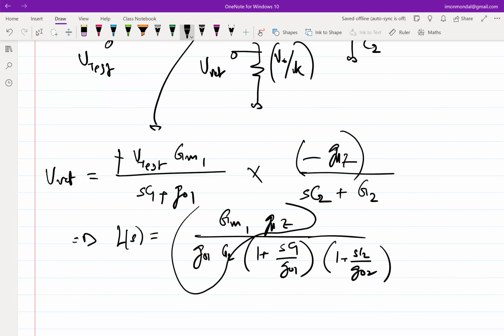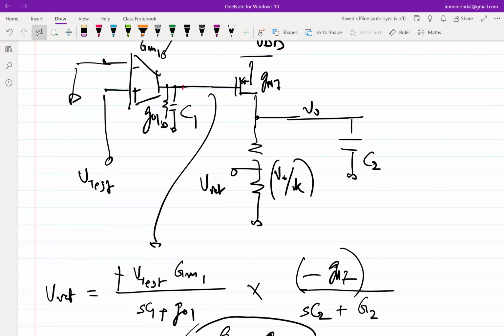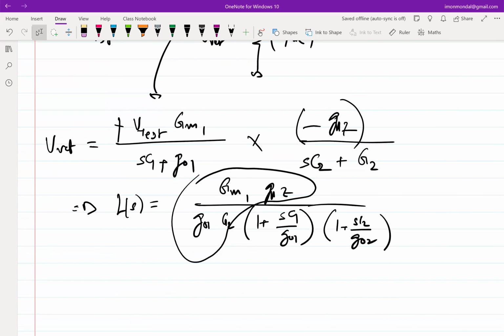This is the DC gain, and this is essentially the product of the DC gains of the two individual stages. That should not surprise us. If the capacitances are not there, the gains of the two stages will get multiplied because they are put in cascade. But because of the capacitances, we get two extra poles.